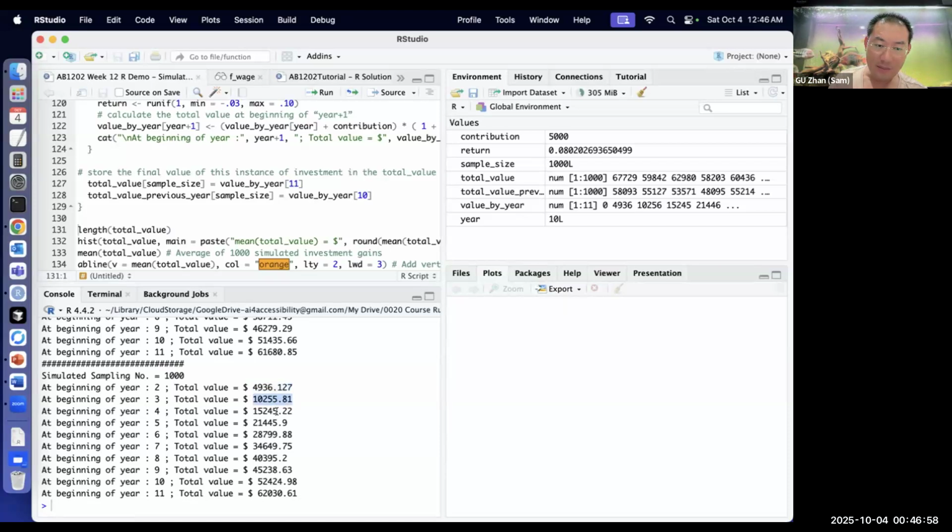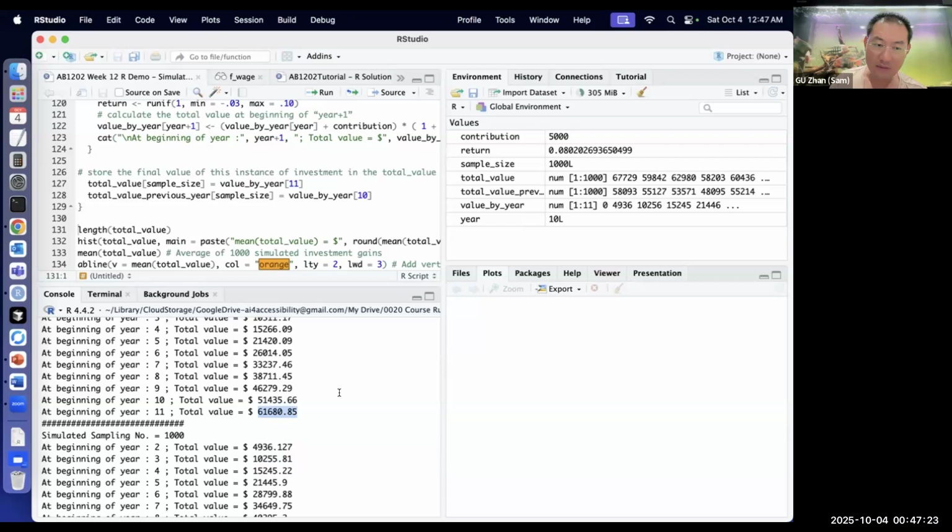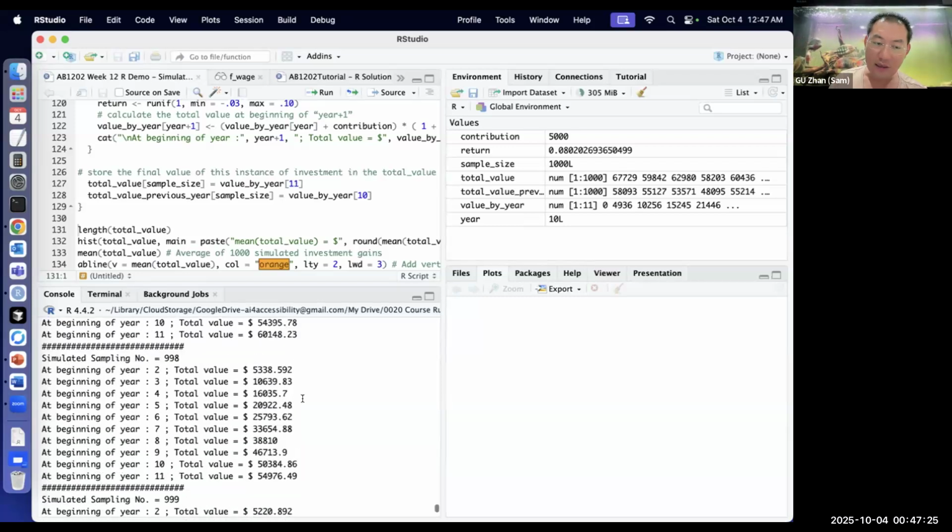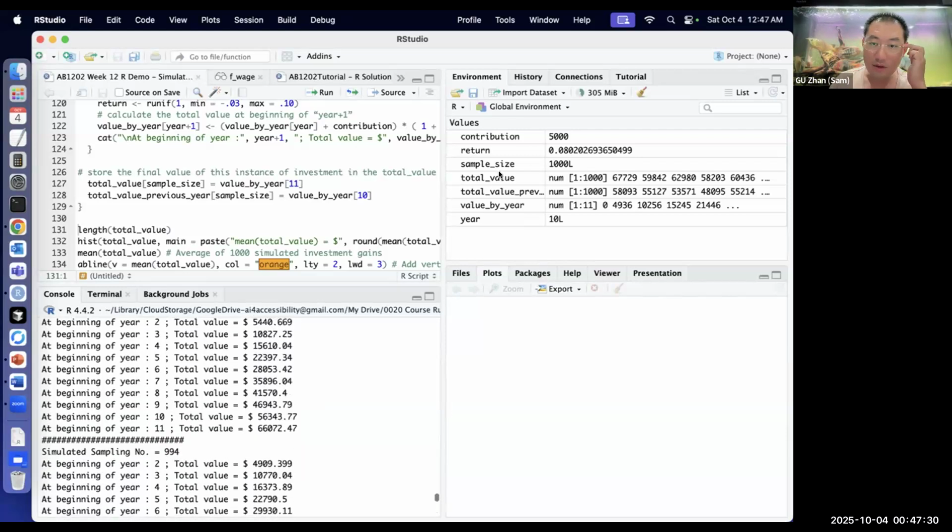So beginning of year 3, beginning of year 4, on average, every year you have about 5,000 top-ups, so it will increase. So this is at the beginning of year 11 or end of year 10. This is called total value for the 1,000th sample. And this is total value for the 999 sample, and this is the value for the 998 sample, and so on.